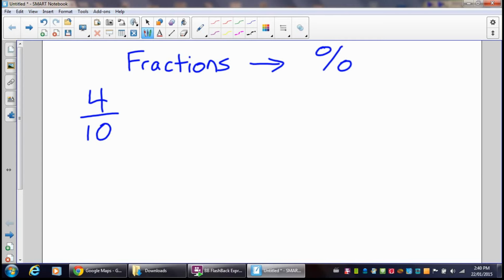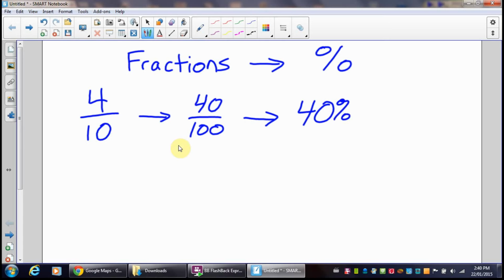Remember, a percent is a ratio out of 100, or a number out of 100. So we can easily change 4/10 to a number over 100. It's equivalent to 40 hundredths, and 40 hundredths is equal to 40%. We did not have to convert this to a decimal, but 4/10 can be written as 0.4. So the first one should have been pretty easy for you.